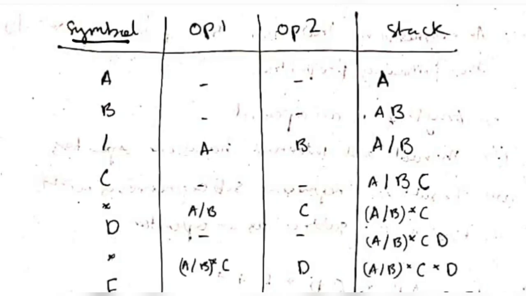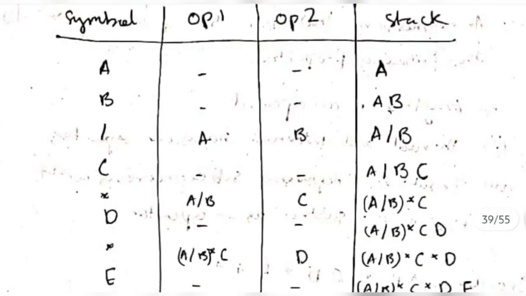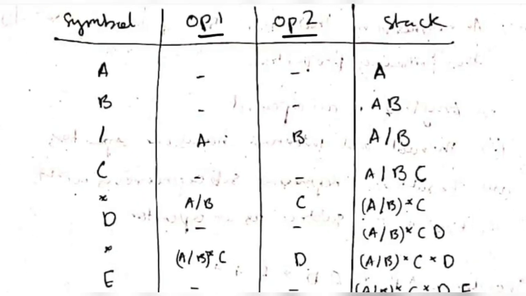In the first one we will have the symbol, and we will write one by one all the symbols in which the expression was given to us. Okay, so this is the expression. We will write each symbol one by one in each row. And we will have here operand 1 and operand 2. At last we will have the stack.